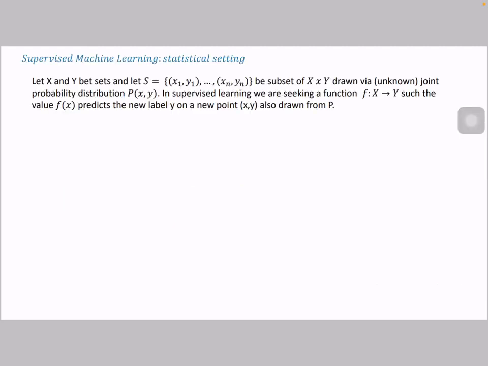So I will start motivating this work by talking about supervised machine learning problems in the statistical setting. In a statistical setting, you are usually given a dataset S that consists of pairs xi and yi, and this dataset is usually sampled from an unknown joint probability distribution Pxy. And the problem, after being given this dataset S, is to find the function f from the set X to the set Y, such that f predicts the correct label y for a new point x, y sampled from the same probability distribution P.